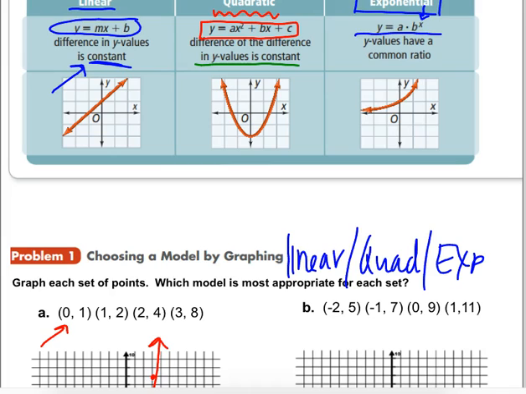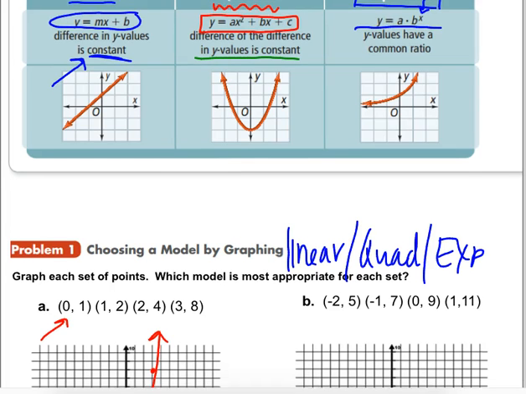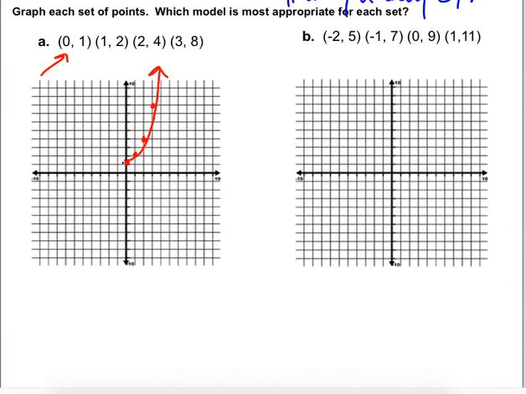So let's check to see if it's quadratic. It says the difference of the difference is constant. Well, what does that mean? I'll show you. Draw a little quick T-chart. X, Y. And all you're doing is plugging in your x values or your points. So we had 0, we got out a 1. 1, 2. 2, 4. 3, 8. I just grabbed that stuff from our points up here.